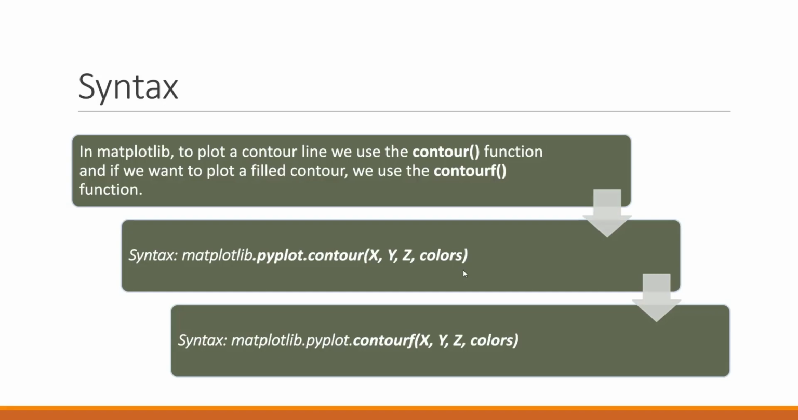So I will explain to you what these parameters mean. The x and y are coordinate values in z, and the x and y must be both 2D with the same shape as z. The next one is z. It is the height over which contour is drawn. And the last one is color, and it is the color of the contour lines. So let's see some examples related to this to clear our concept.